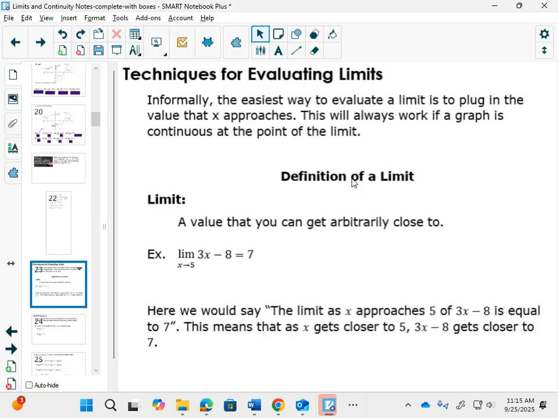So in the video that you watched on AP Classroom, you saw the definition of a limit. What is a limit? It is a value you can get arbitrarily close to. And we would read this as, the limit as x approaches 5 of 3x minus 8 is equal to 7.